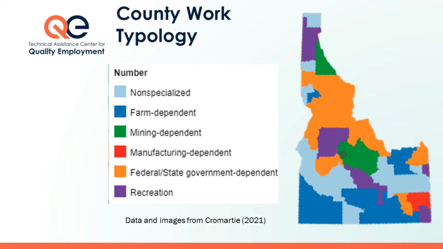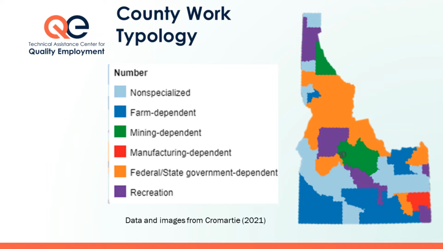A county is designated as manufacturing dependent if 23% or more of the county's earnings are derived from manufacturing, or if more than 16% of the workers in the county are employed in manufacturing. Caribou County is the one county in Idaho that is classified as manufacturing dependent.